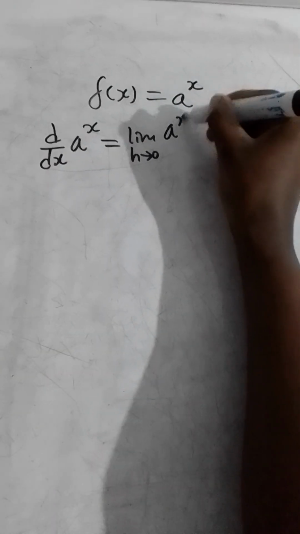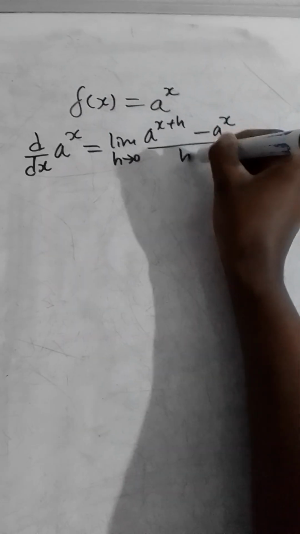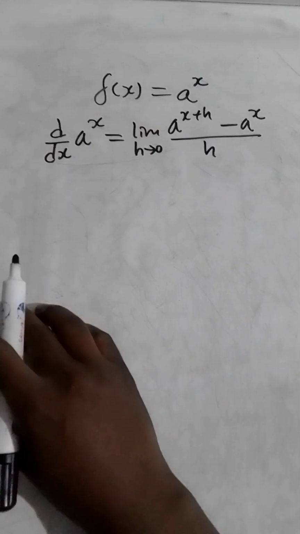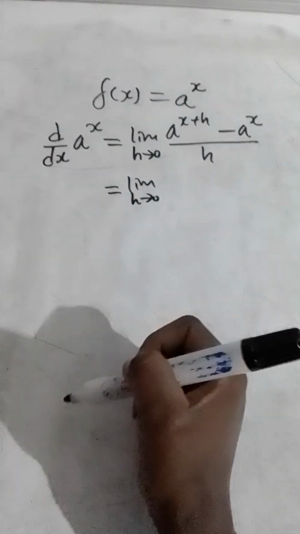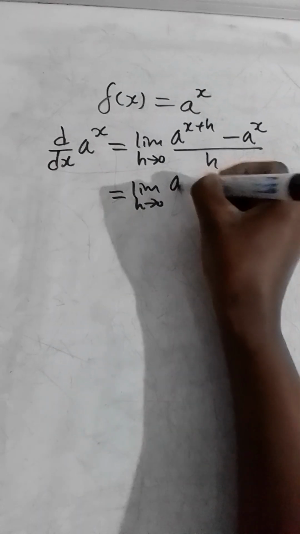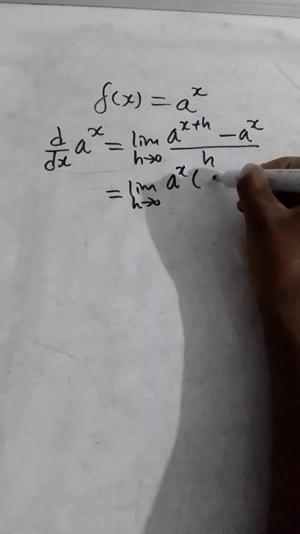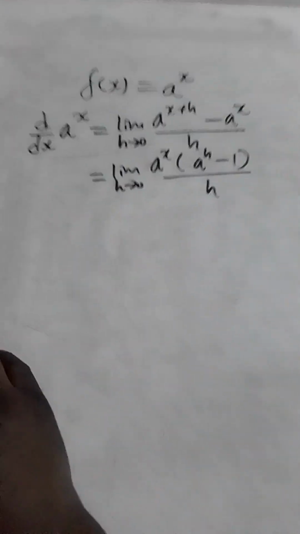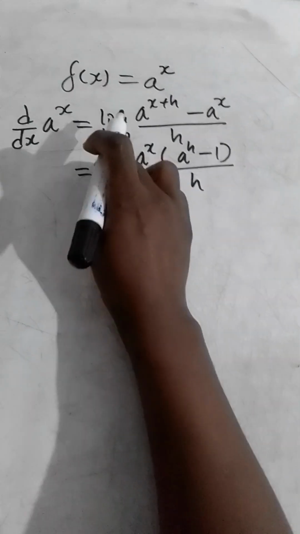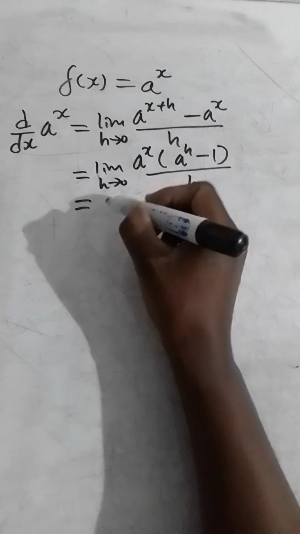To do that, we are going to take the limit of the difference quotient, which is a to the power x plus h minus a to the power x. Remember that to get f of x plus h, you replace the x by x plus h. So that's what you have. Now, as h approaches 0, we have a to the power x times a to the power h minus 1, over h.